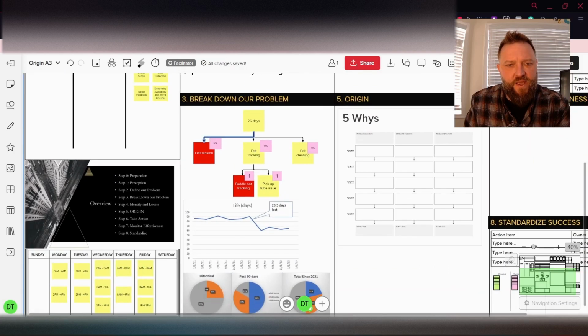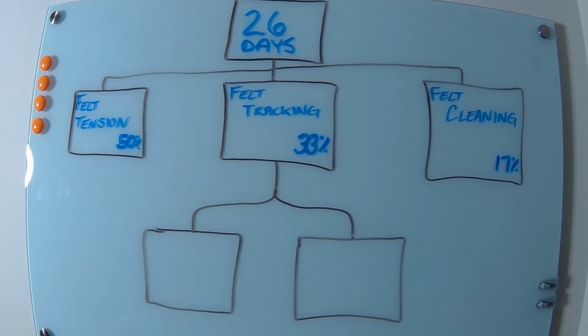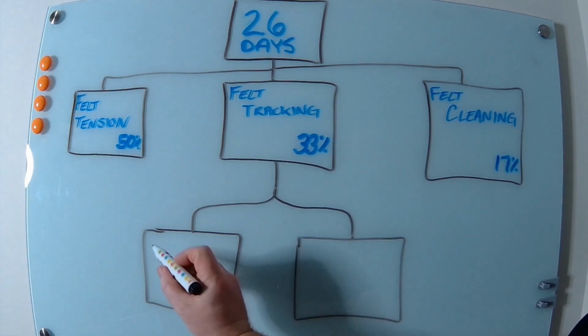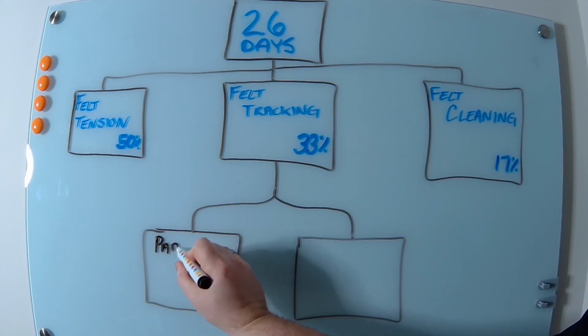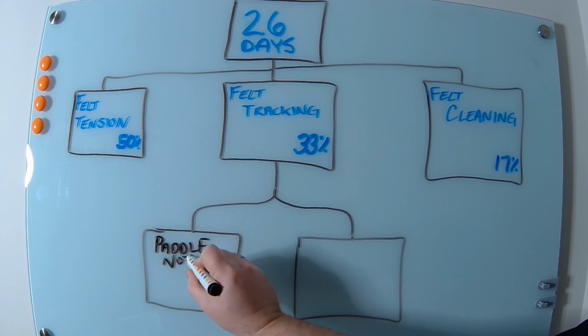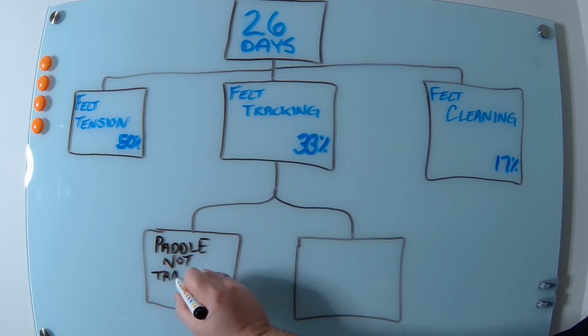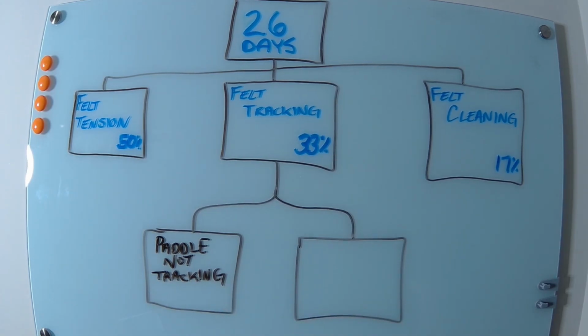So we took that data and we said, okay, of this 26 days that we're trying to solve of this gap, we have felt tension 50% of the time. We had felt tracking 33% of the time, and we had felt cleaning 17% of the time. And we were able to further break that down and say of felt tracking, we got some of the operators involved, and they said of that felt tracking, we had one that the paddle was not tracking, then we had a pickup tube issue. And they said this paddle not tracking has been an off and on issue, so we want to tackle that.